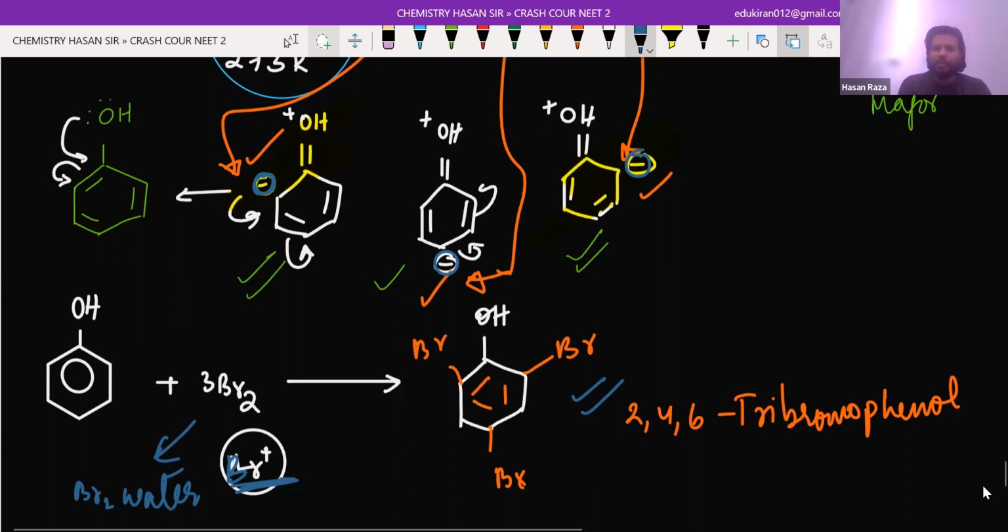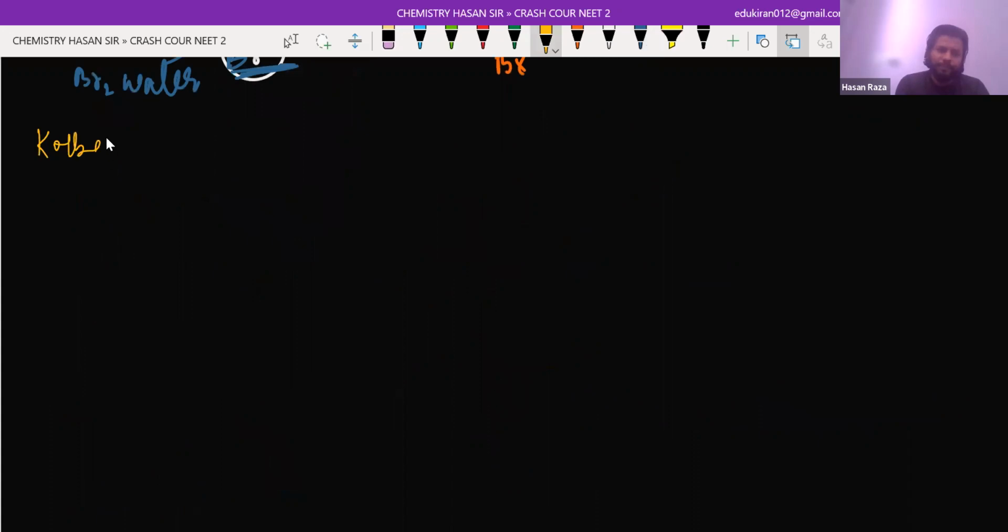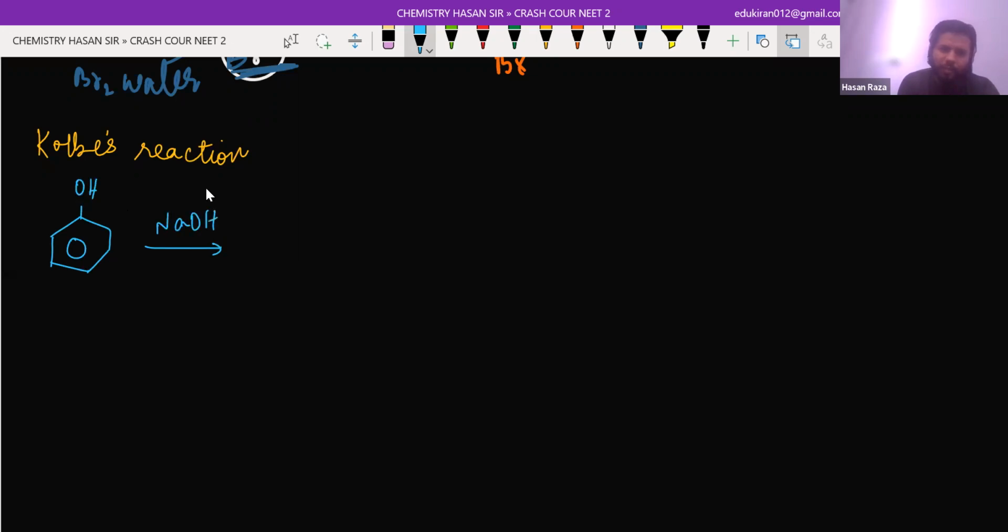Now the next in this chapter is another name reaction, that is Kolbe's reaction. So if you are going for Kolbe's reaction, what we basically do is react this phenol with NaOH. Whenever you do this, you know that this is your base and this is your acid. What will happen? Salt formation will take place: phenoxide ion or sodium phenoxide.